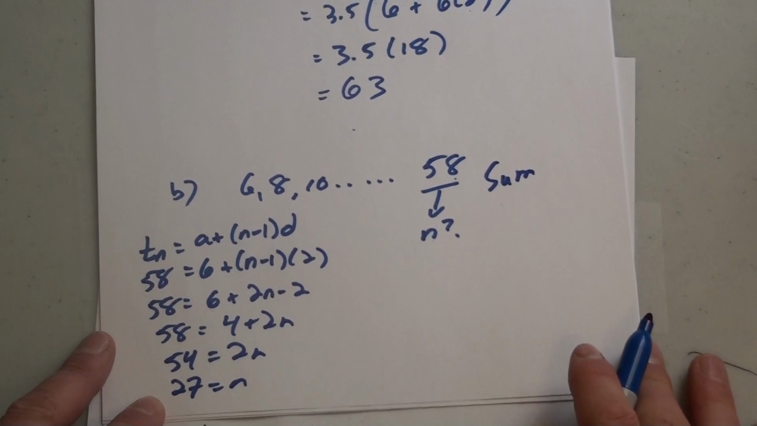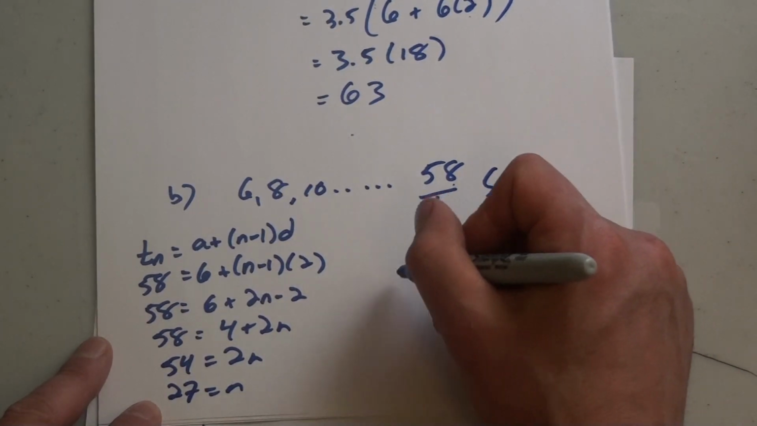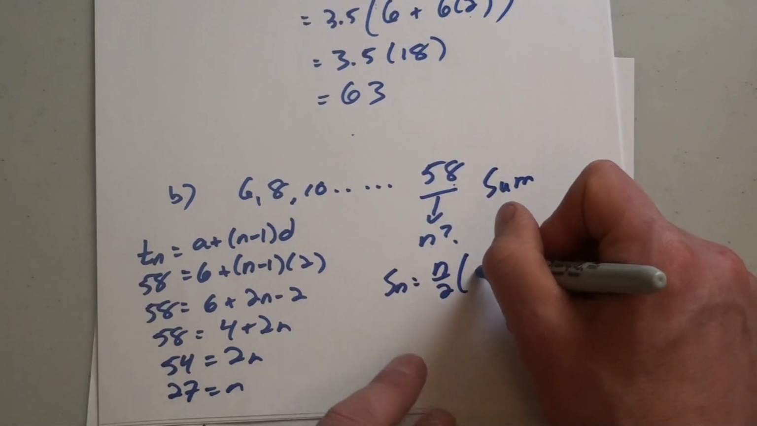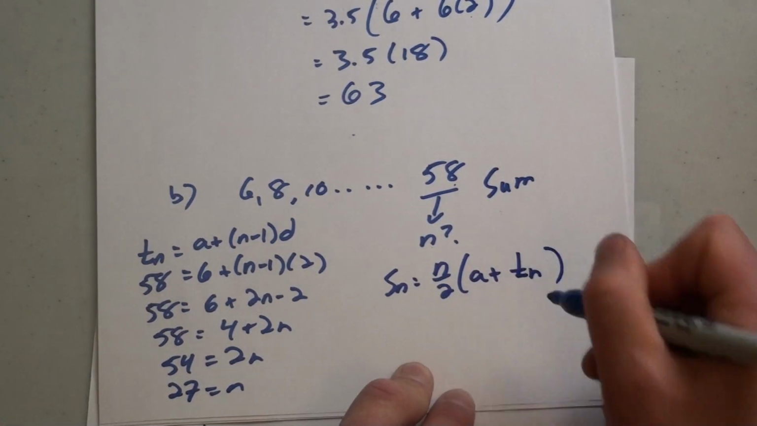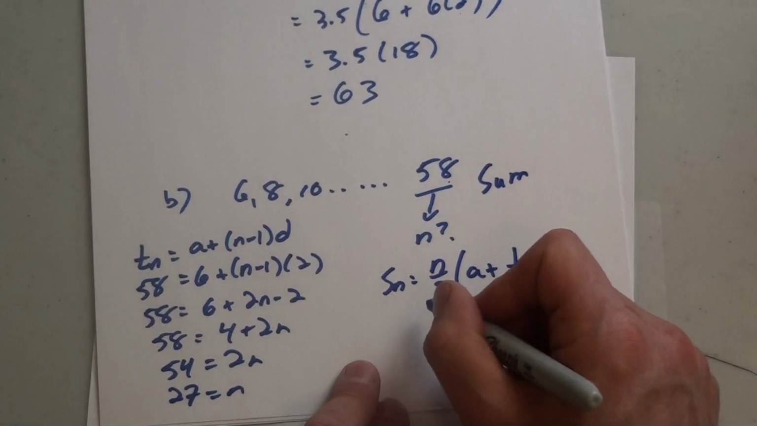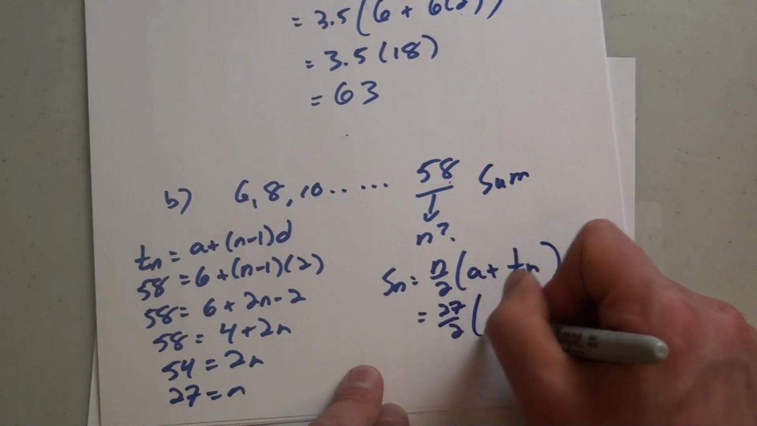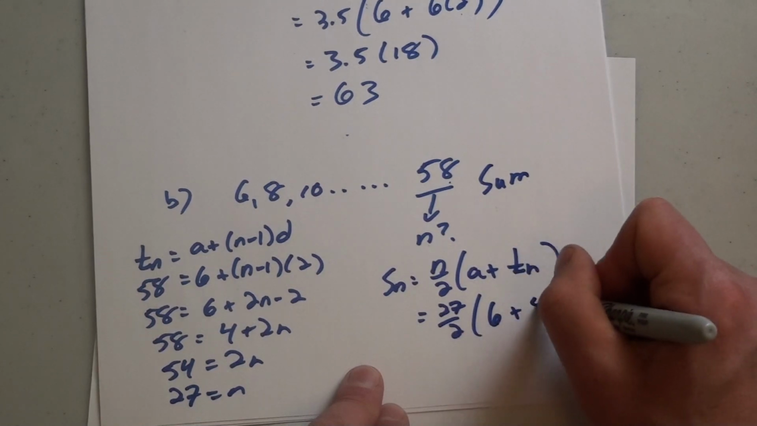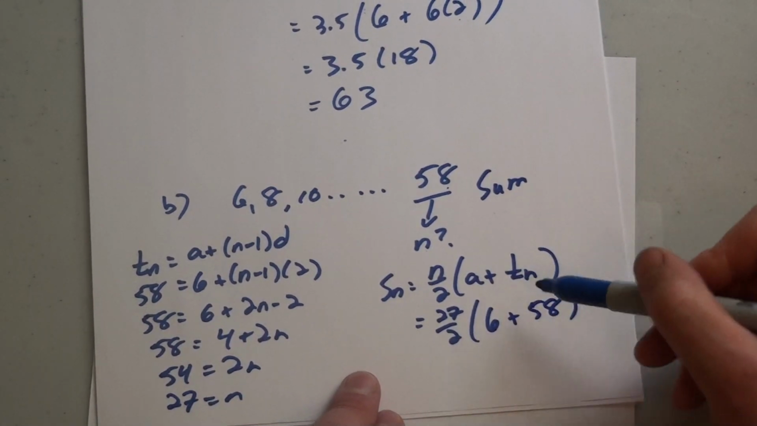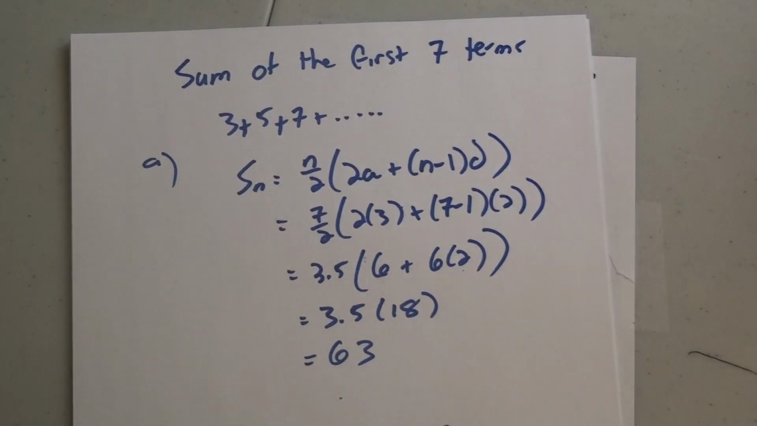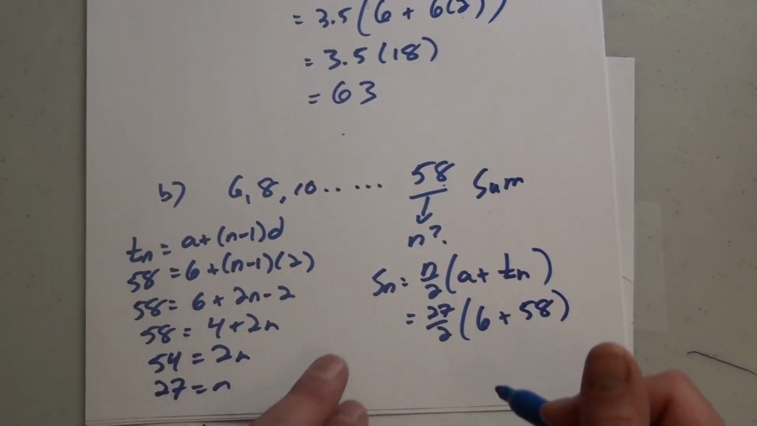Now I had two options for formulas to use. I can choose the second one, so Sn equals n over 2 times (a plus Tn), to try and figure out the sum. I know my n is 27, so 27 over 2. My first term is 6, and my last term is 58. I could use the other formula that I had just previously used right up here to answer the same thing, and it would give me the exact same answer.